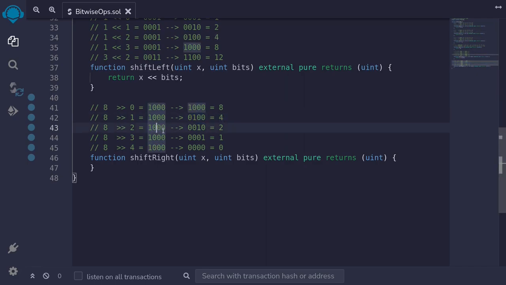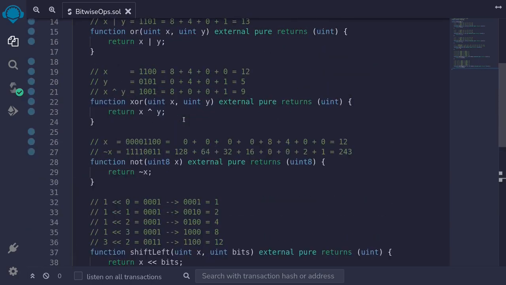Likewise, starting from 8, if we do a shift right twice, then we're moving the 1 twice to the right, so the resulting number is 0010, and this is equal to a 2. If we do it 3 times, then the resulting number is 0001, and this is equal to a 1. How about starting from 8, we do a shift right 4 times? Well, notice that if we do a shift right 3 times, then we get 0001. So if we do it one more time, then this 1 will disappear, and the resulting number is 0000. Or equal to 0. To use this operator in Solidity, we would use the greater than character. So, for example, let's type return x greater than greater than bits.